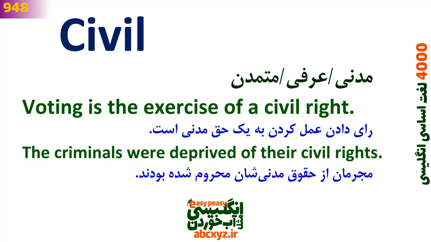The criminals were deprived of their civil rights. The criminals, criminal یعنی مجرم و criminals یعنی مجرم ها, were deprived, حالت مجهول, passive, deprive یعنی محروم کردن و were deprived یعنی محروم شده بودند of their civil rights. Civil rights یعنی حقوق مدنی. مجرمان از حقوق مدنیشان محروم شده بودند.